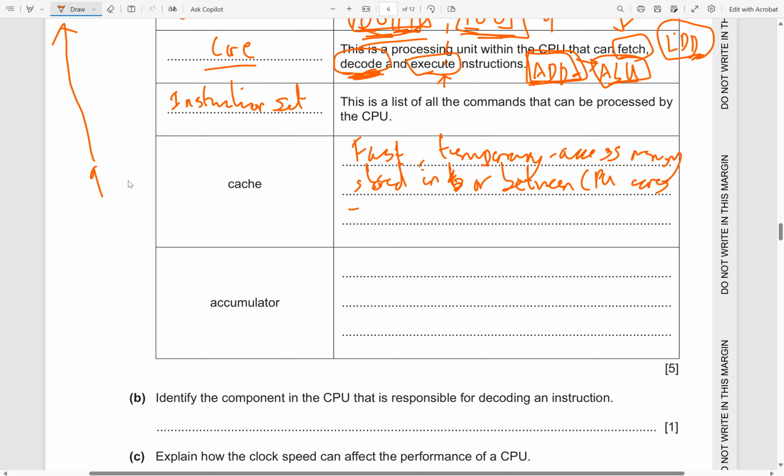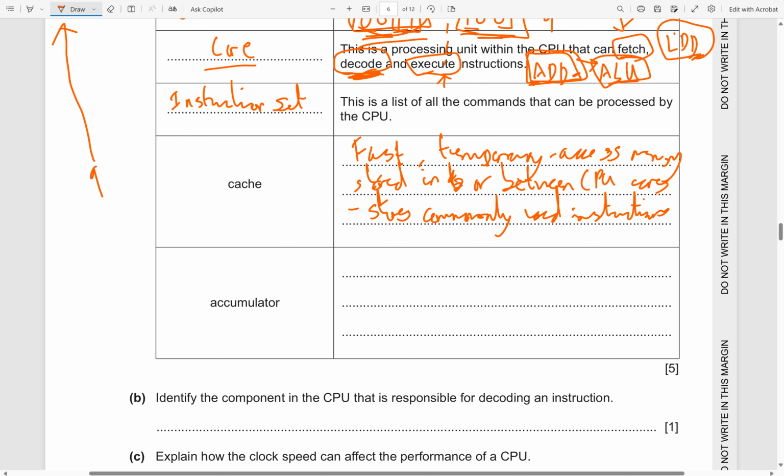Then let's say what it stores. So things that are going to be stored in the cache, one is going to be currently used, commonly used. So commonly used instructions and data.